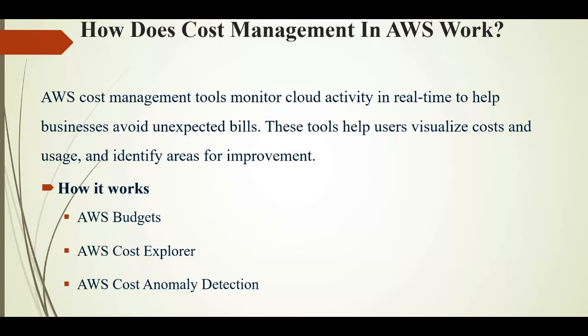And AWS Cost Explorer. In this, you can visualize the cost and usage for AWS services, and you can also view data for the past 13 months and forecast the future spending. AWS Cost Anomaly Detection uses machine learning to monitor the spending pattern and detect unusual activity, and sends alerts when anomalies are detected. The benefit is that it helps avoid unexpected bills and helps identify areas for improvement.